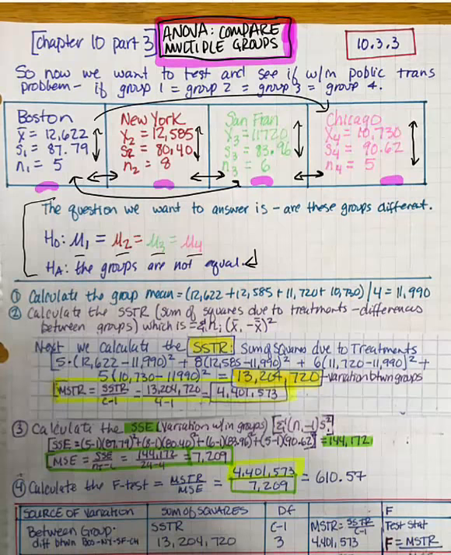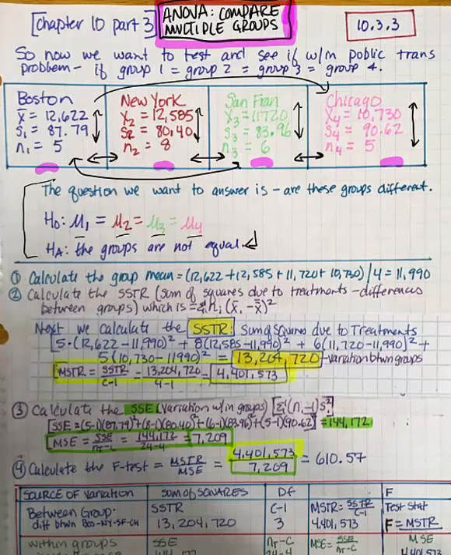Now the first thing we're going to do is calculate the group mean, and we're going to need the group mean to calculate our SSTR. We get the group mean by taking x1 for Boston, x2 for New York, x3 for San Francisco, x4 for Chicago. We add them all up, we divide by 4, we get 1199. Now we use this 1199 number to enable us to calculate our SSTR right here.